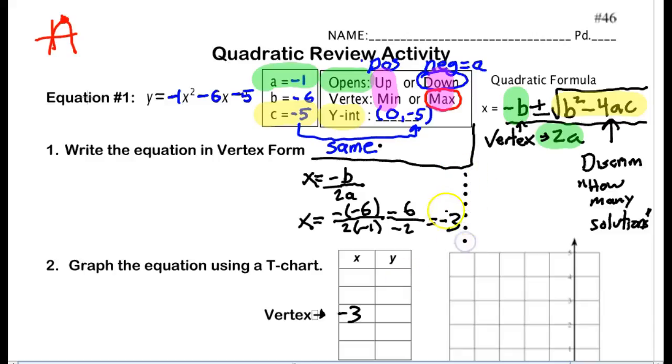And to get the y-coordinate, we plug -3 back into the original equation to get y. And y equals -1 times (-3) squared, minus 6 times -3, minus 5. We're going to do the order of operations correctly. I have to multiply negative 3 times negative 3. That's 9. 9 times negative 1 is negative 9. We'll have plus 18. Negative 6 and negative 3 is plus 18. And then minus 5.